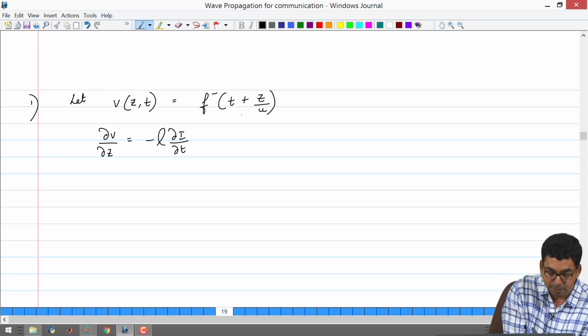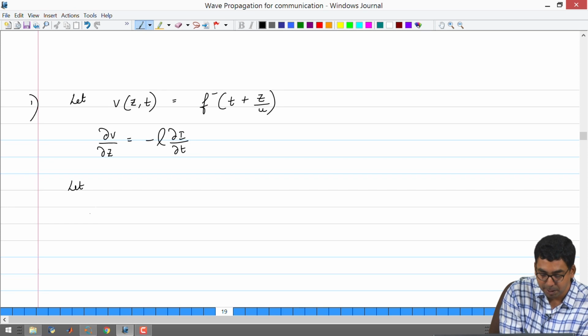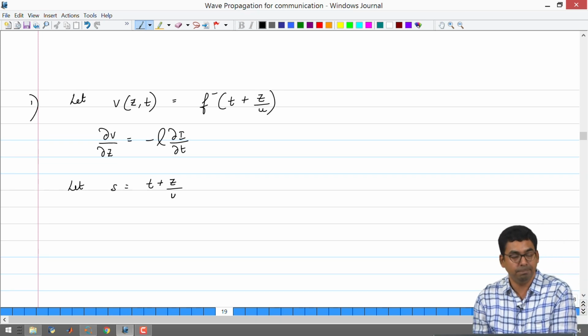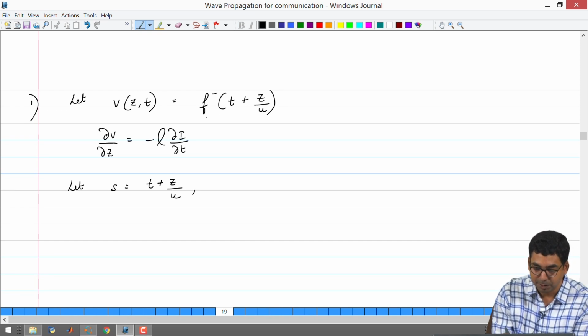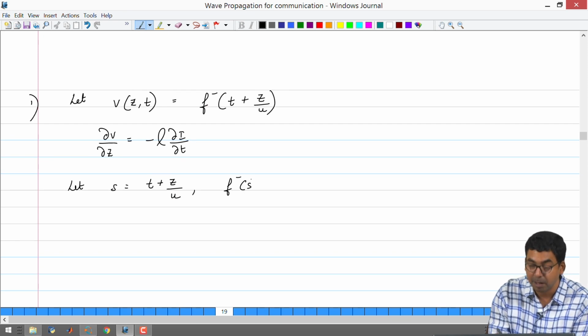So, what we mean is, let a variable s be equal to t plus z by u. If this is the case, the function will become a function of a single independent variable. So, you can call this f minus of s. Since it is a function of only one independent variable, I will simply be referring to this as f minus.